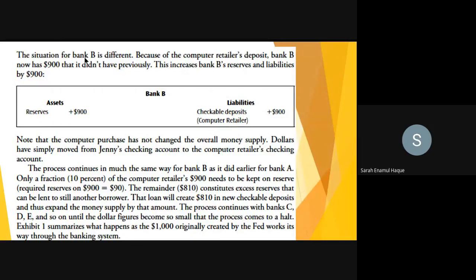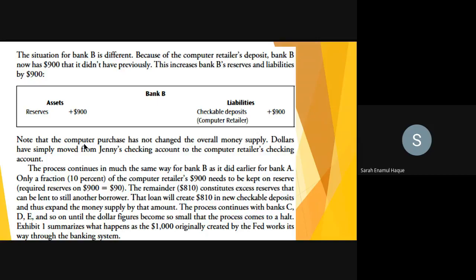Because of the computer retailer's deposit, bank B now has $900 that it didn't have previously. This increases bank B's reserves and liabilities by 900. So this is bank B's T account. So assets, the reserves have increased by 900, because remember 900 taka has been deposited in this bank, and the computer retailer in his or her account 900 taka has been deposited. Therefore liabilities is plus 900.